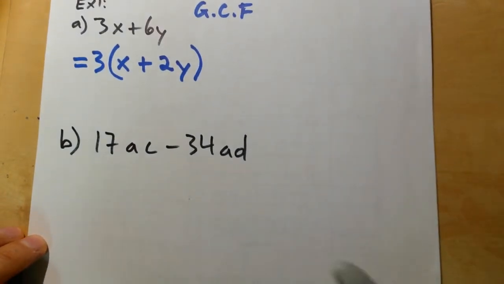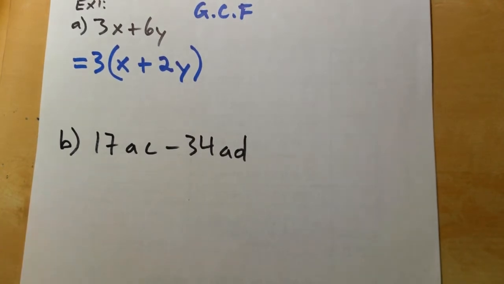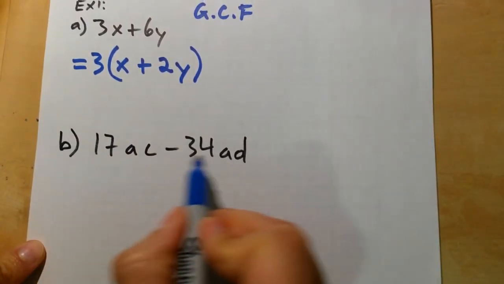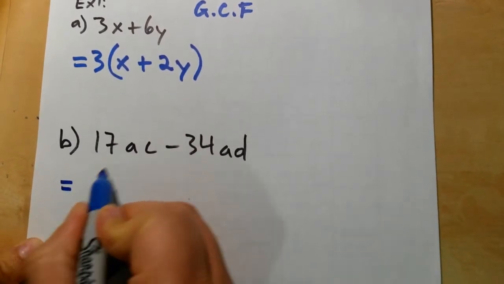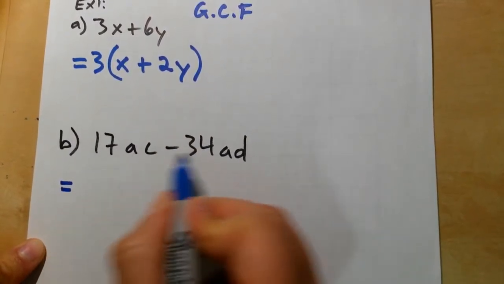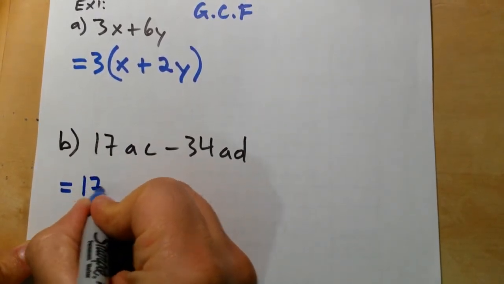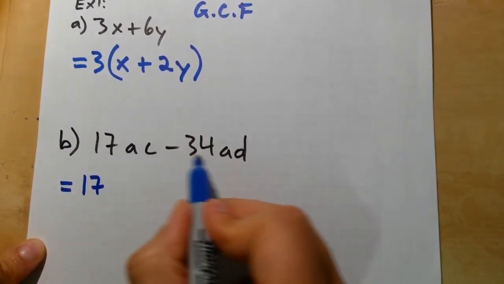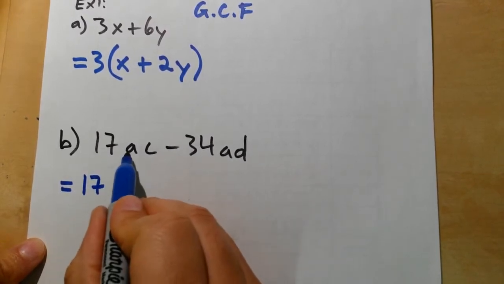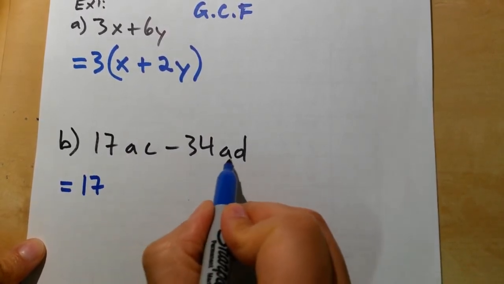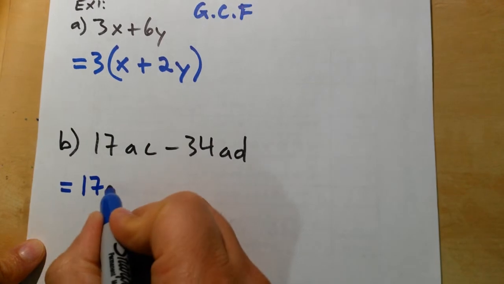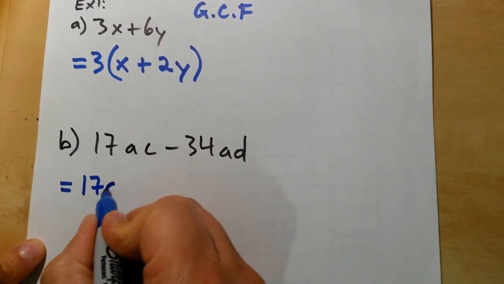Let's look at another example here. 17ac minus 34ad. Same idea. Let's look at the coefficients first. Is there a common factor between these, 17 and 34? Yes, let's factor out the 17. Let's look at the variables now. Any common factors? Well, there's an a here and there's an a here. So a is present in both.